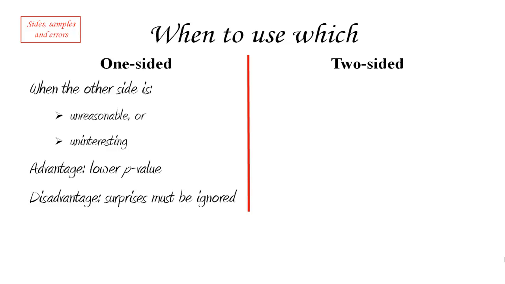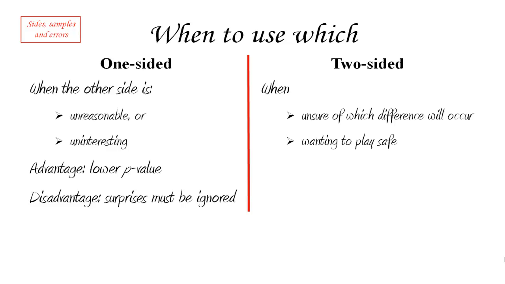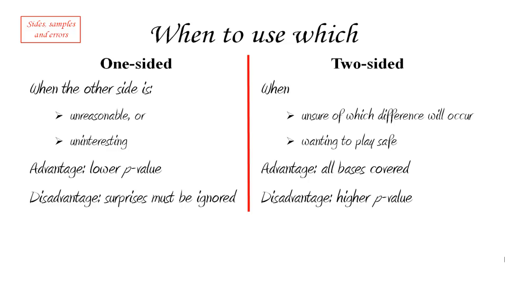On the other hand, we should use a two-sided test when either we're unsure of where the difference will occur, or simply to protect ourselves, wanting to play safe and make sure that we can make some kind of conclusion in any case, no matter what the data are going to tell us. So the advantage is that all bases are covered. The disadvantage is that we're going to end up with a higher p-value, twice as big, and therefore it's likely that in some situations our p-value is not going to be low enough to allow us to say that yes, we have evidence for the alternative, and we have to rely on further data.